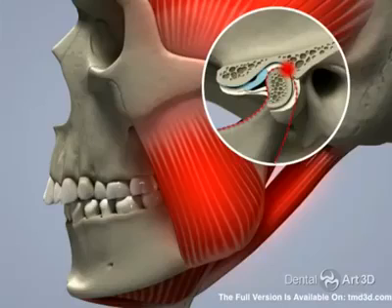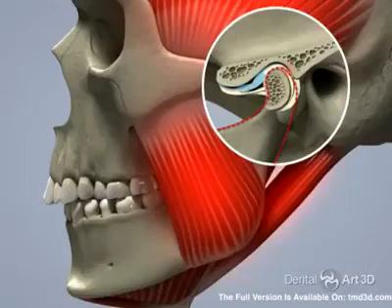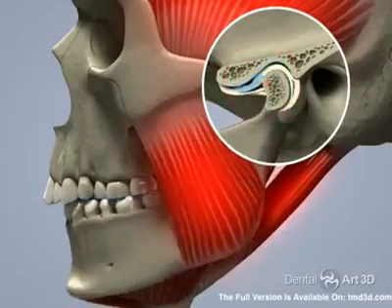The joint becomes deformed, and the ligaments of the joint become damaged. As a result, the TMJ disc can get trapped in front of the condyle. While the click may go away, limited mouth opening will occur.